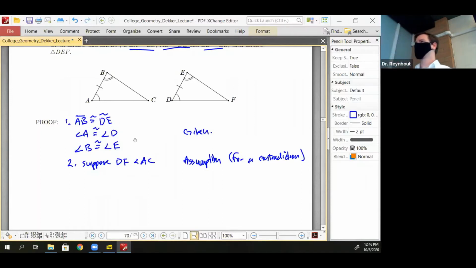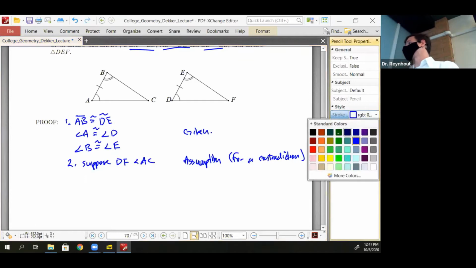Now, when we get to our contradiction, when we get to this statement that says something different, we're going to conclude that DF must not be less than AC. But if DF is not less than AC, technically, what does that allow us to conclude? Bare bones, not much thought into it. If DF is not less than AC, what is DF? It must be, what is that? Equal. So that's what we want to conclude.